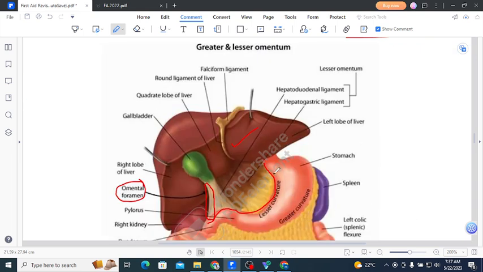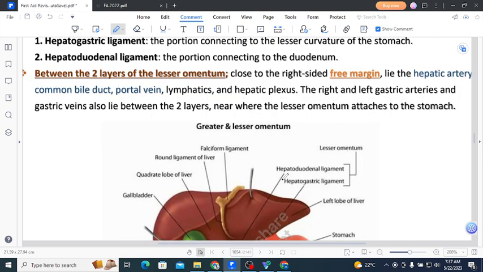So we know that the left gastric artery is passing over here. The left gastric artery is moving in this direction on the lesser curvature, and the left gastric vein is also present parallel to that. So these structures are also enveloped by the lesser omentum, but on the lesser curvature of the stomach, right? So you must remember the structures in the free margin as well as on the lesser curvature of the stomach.